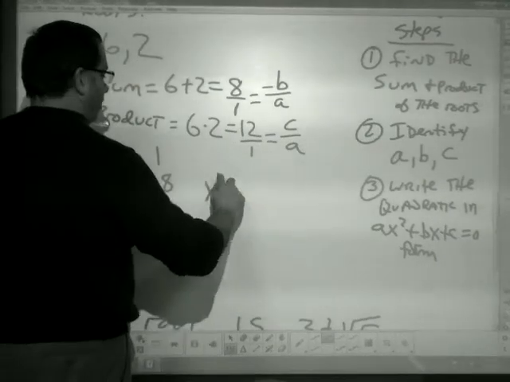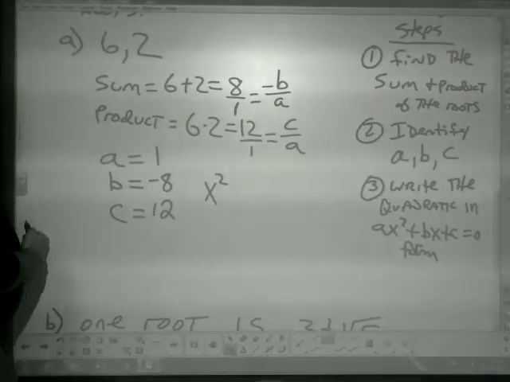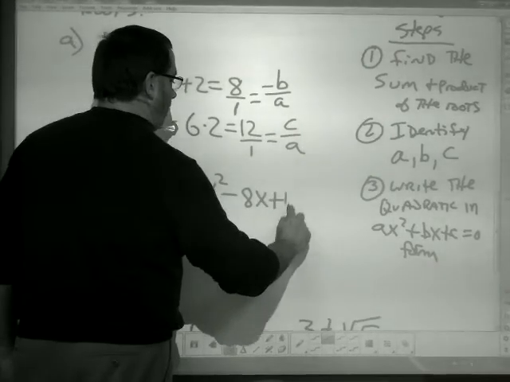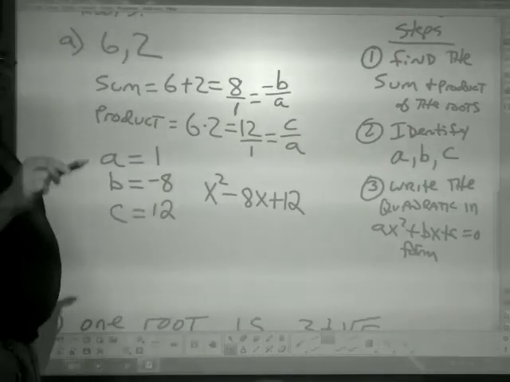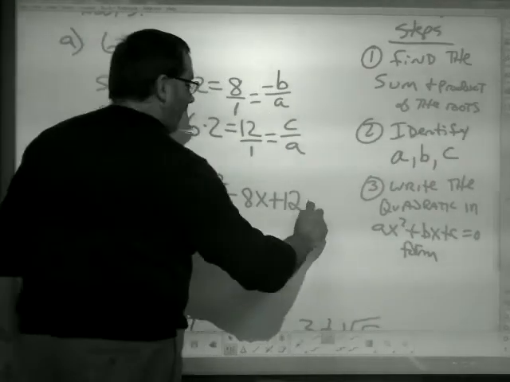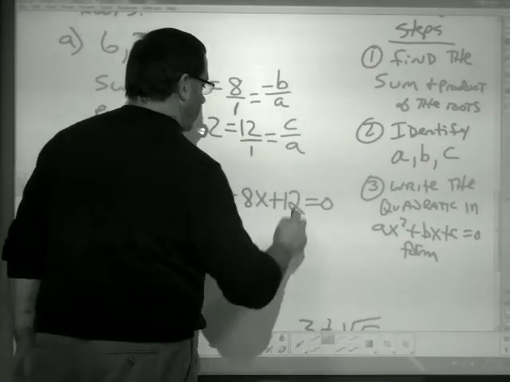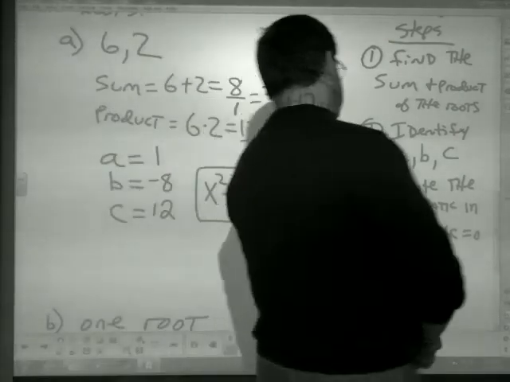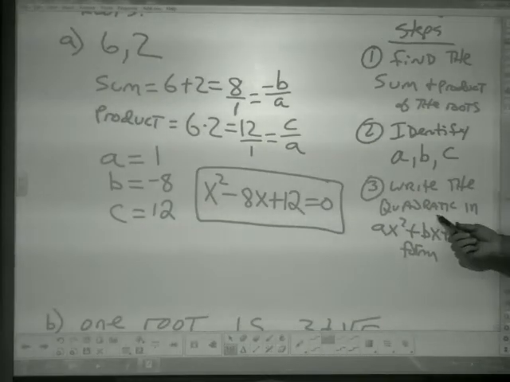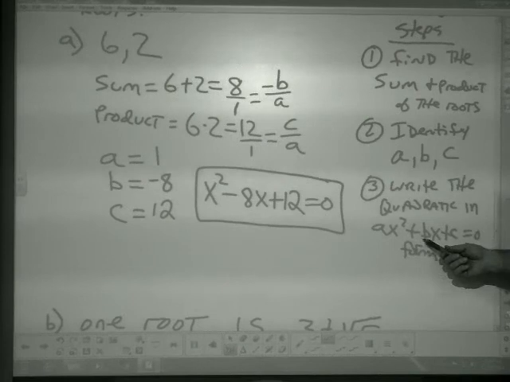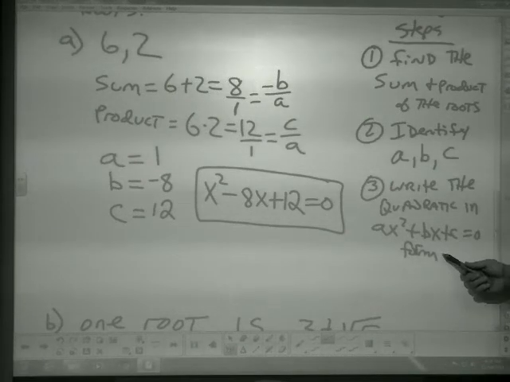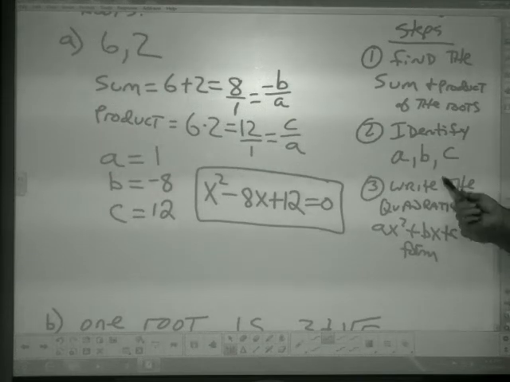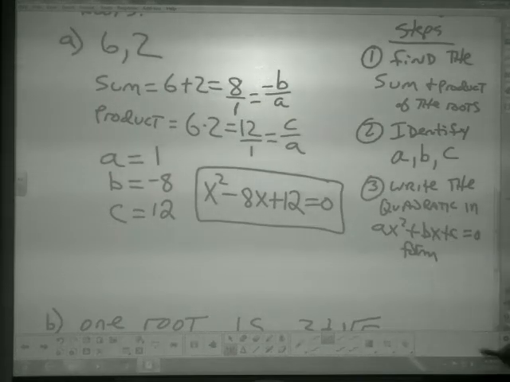1x squared, so I don't even put the 1 there because it's implied, minus 8x plus 12. Now, if I'm going to write a quadratic equation with those roots, I have to put equals 0 down. That's a quadratic equation with those roots. It has to be written in ax squared plus bx plus c equals 0 form. So find sum and product. From there you can get a, b, c and then write it.